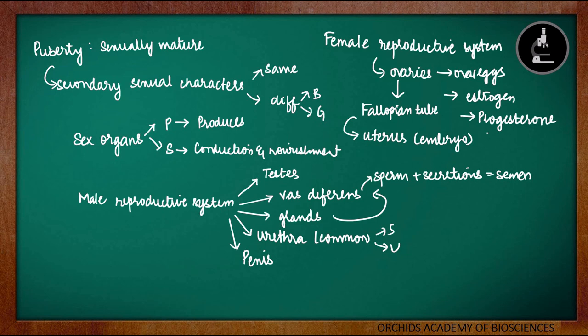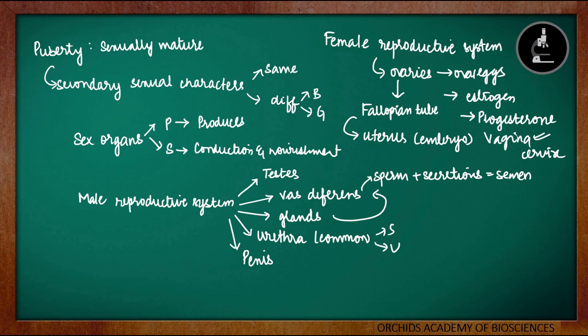Then we have seen the other parts also, like the vagina and the cervix. Cervix is a connection between the vagina and the uterus, and vagina is a part which receives the sperm from the male reproductive system through the penis. So from the penis into the vagina the sperms are released, then from the vagina the sperm moves towards the cervix, uterus, and finally reaches the fallopian tube, where the fertilization has to occur.